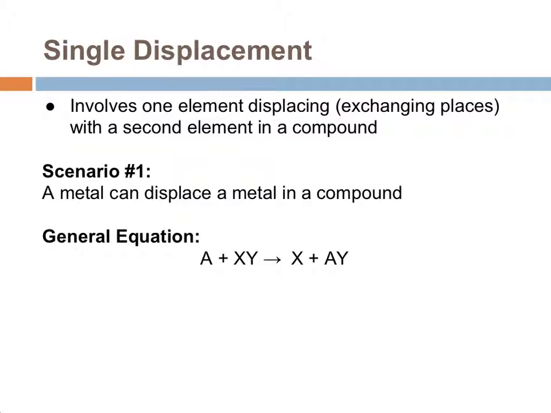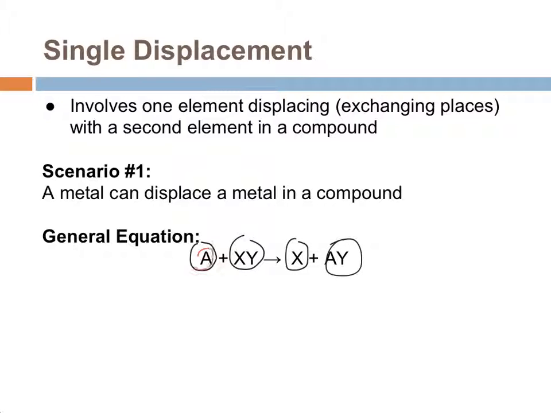Single displacement, there are a couple scenarios that we're going to look at. Single displacement involves one element displacing or exchanging places with a second element in a compound. So in our first scenario, a metal can displace a metal in a compound. If we were to generalize this, our general equation would look like the following. We would have A plus XY reacts to give X plus AY.